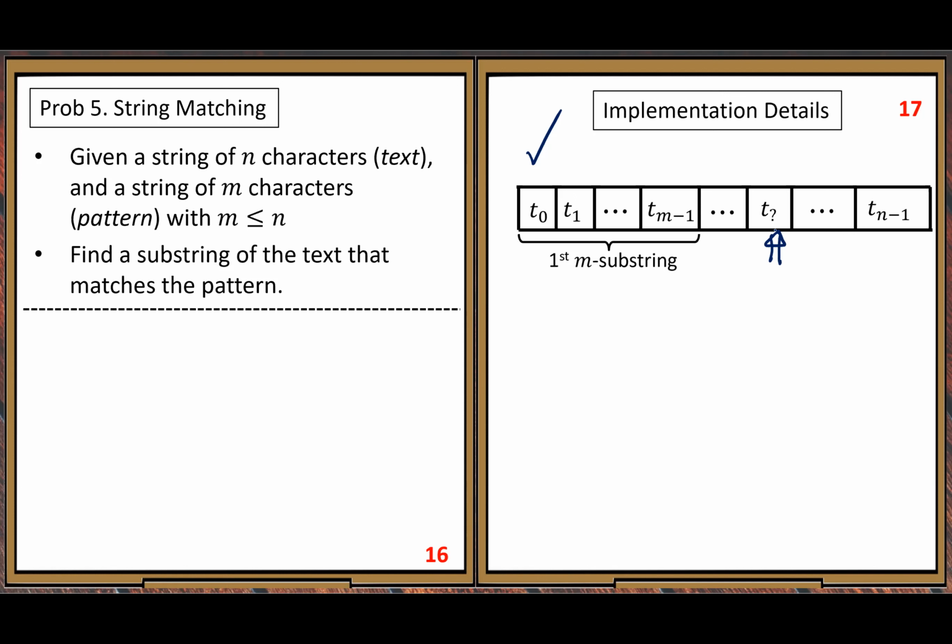Think about it. So the first m substring, now the last m substring. If we know the last one, then we know how to write our for loop. Otherwise, how do you write your for loop? So we want to know this number to write our for loop. Is there any effective way you can think of at this point to calculate the subscript?